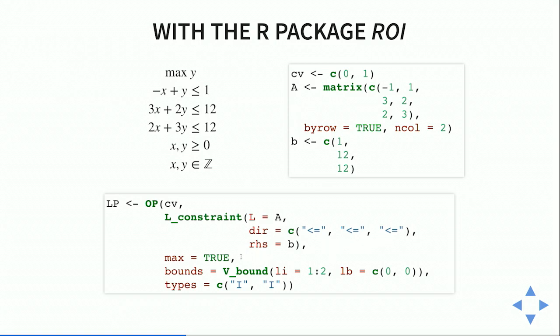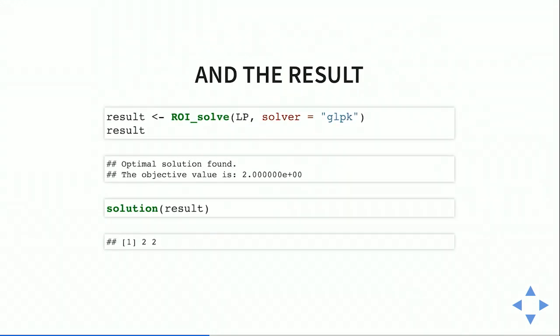It's a maximization problem. You would also set 2 bounds for the 2 variables you have. They need to be greater or equal to 0, and those 2 variables should both be integers. And you can do this, pass it to the GNU linear programming kit in this case, and you get an objective function already identified before. The optimal solution is 2, and you can also get the solution out of there. It's 2, 2.